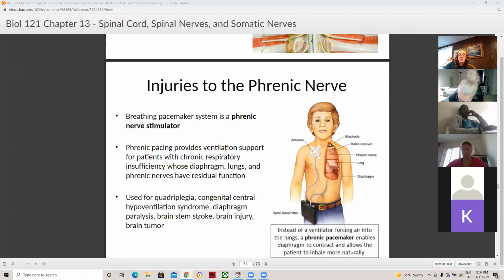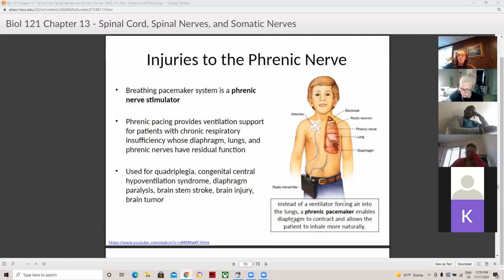This is used for quadriplegics, like what we saw with Christopher Reeve, congenital central hypoventilation syndrome, diaphragm paralysis, brainstem stroke, and brain injury and brain tumors. So instead of using a ventilator that's constantly forcing air into the lungs, a phrenic pacemaker enables the diaphragm to contract and relax and allow for the patient to inhale more naturally. So rather than having to constantly force air into the lungs, now you're firing artificially the phrenic nerve to allow it to contract and relax.